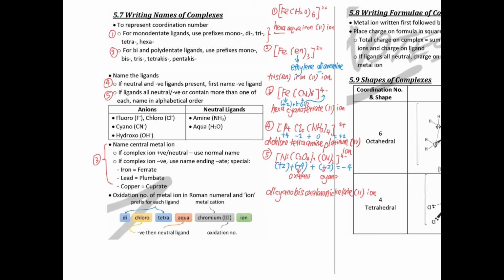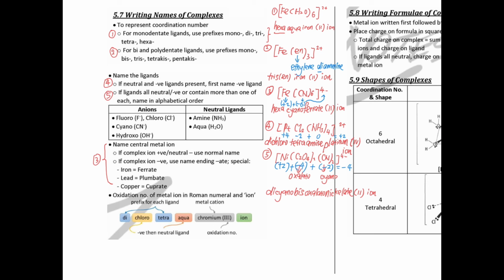Next point. The oxidation number of the metal ion is written in Roman numerals, that means Roman 2, Roman 4, and ion, like chromium(III) ion. Dichloro, tetraaqua. Dichloro is a negative ion, so followed by neutral. Negative ions come first, followed by neutral, and then chromium(III) ion. So that is the naming part.